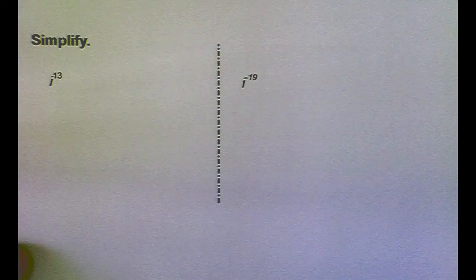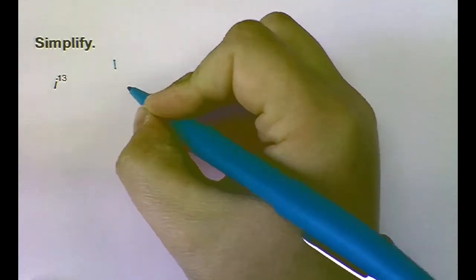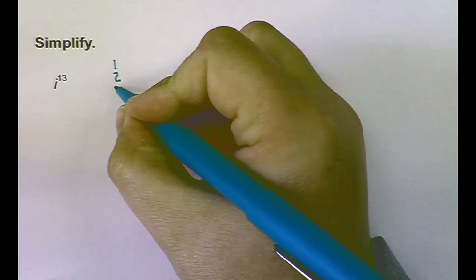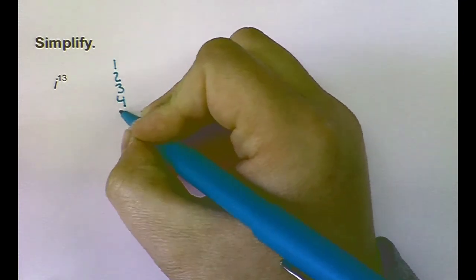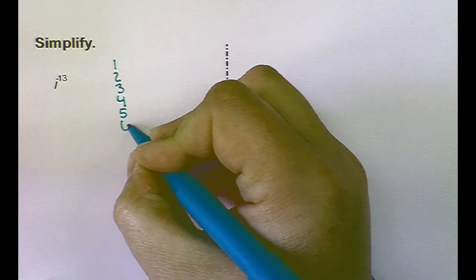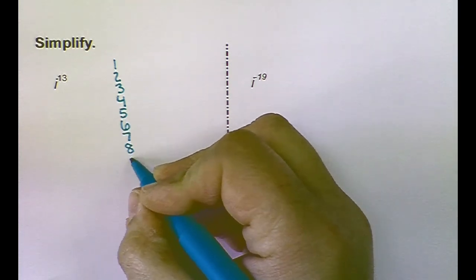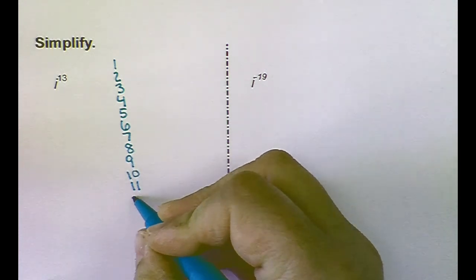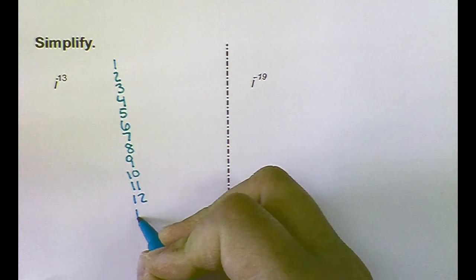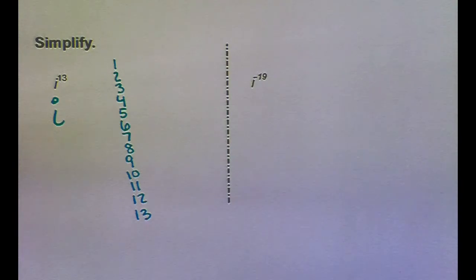So if I simplify i to the positive 13th power, well, i to the 1st power is i, negative 1, negative i, 1, and it repeats: i, negative 1, negative i, 1, and again i, negative 1, negative i, 1, then i. It is equal to just i.